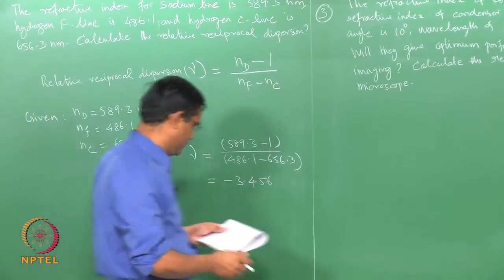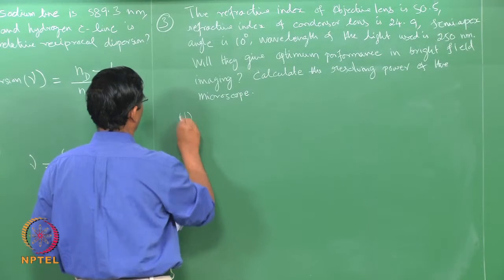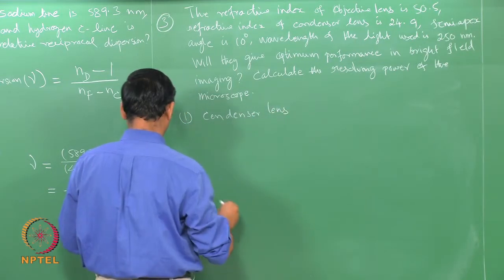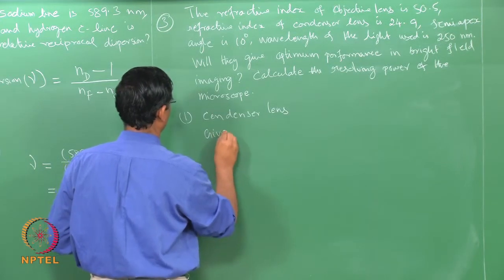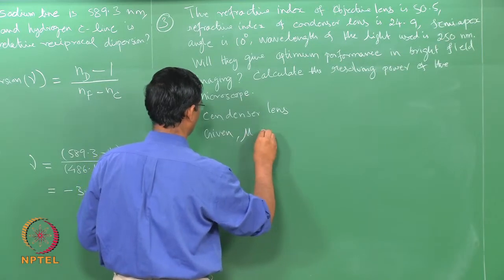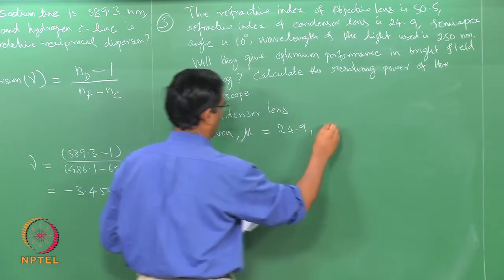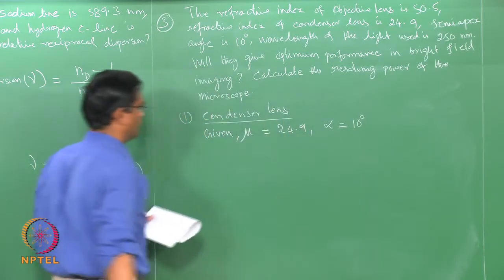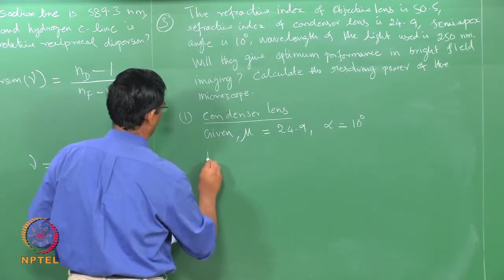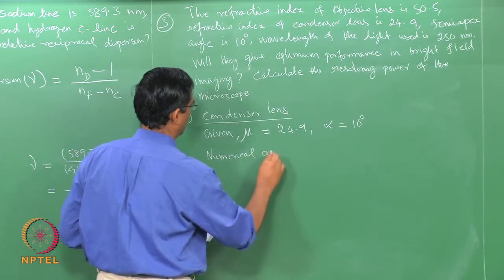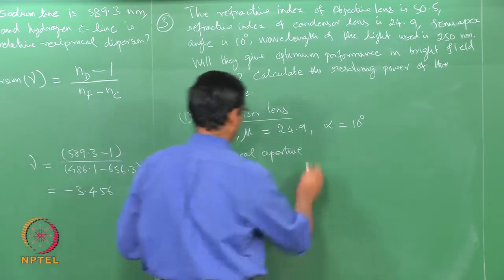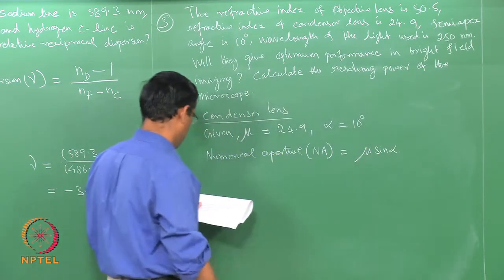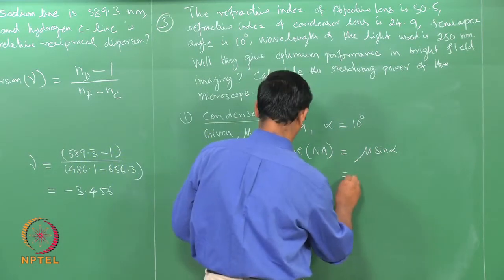So what do we do now? We will take one by one, condenser lens first. Given mu equal to 24.9 and you have alpha is 10 degree semi aperture angle. This is for condenser lens. Let us calculate the numerical value for this, which is mu sin alpha. You can substitute directly this.